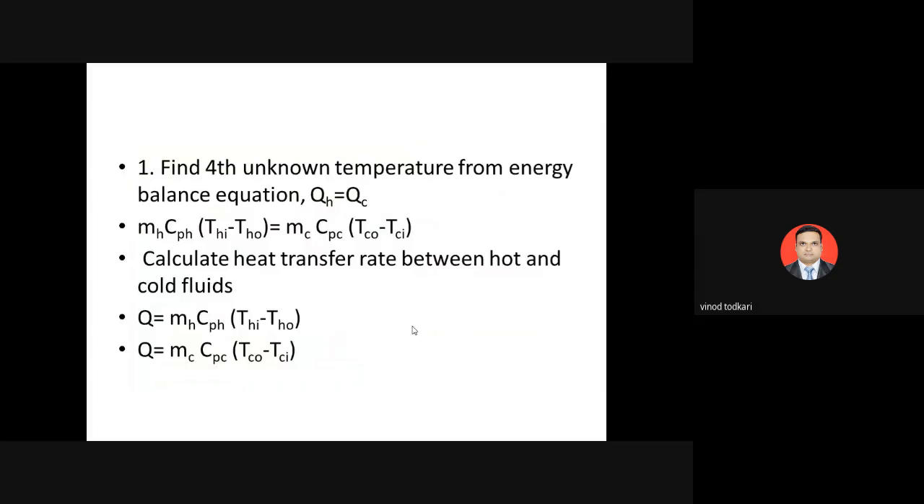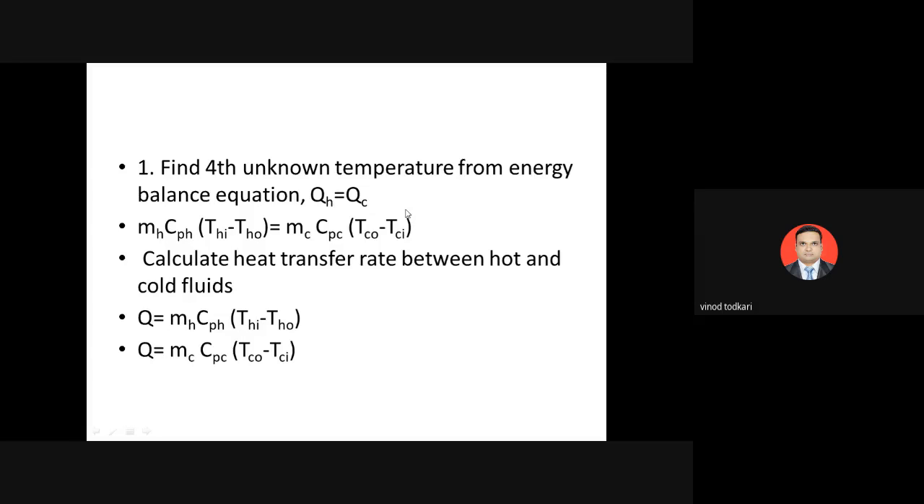I will just repeat those 4 steps and then we'll stop. In the analysis of heat exchangers, firstly, we apply the energy balance equation. That is, heat given by hot fluid is equal to heat absorbed by cold fluid. That is, QH is equal to QC. See, in industrial design, this will not be there. Some losses are there. The equation will be QH is equal to QC plus losses. Those losses we have to consider and we have to minimize those losses, right?